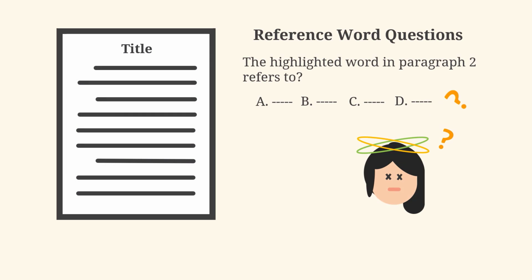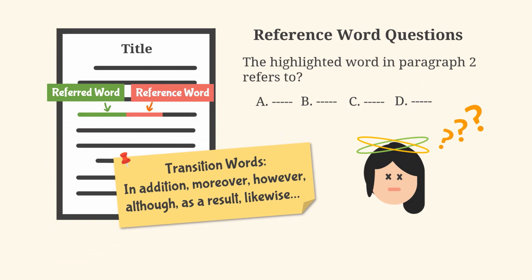If you can't figure out the answer choices immediately, go back to the article and find the highlighted reference word. Then put the choices one by one in the passage to see which one is the best to replace the word. The referred word must be in front of the reference word. Also, pay attention to transition words in the sentence, such as in addition, moreover, however, although. They are important for you to understand the sentence.